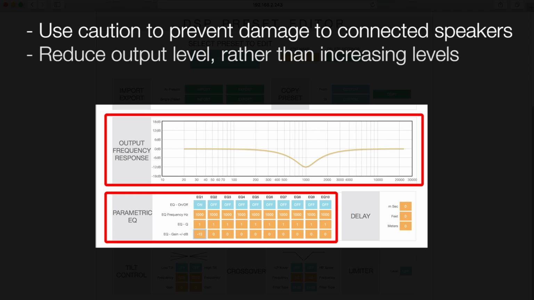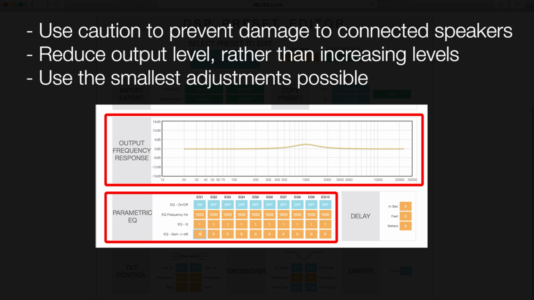Whenever possible, reduce the output level in order to achieve the target frequency response. Only increase levels when absolutely necessary. If increasing output levels is necessary, use the smallest adjustment possible.